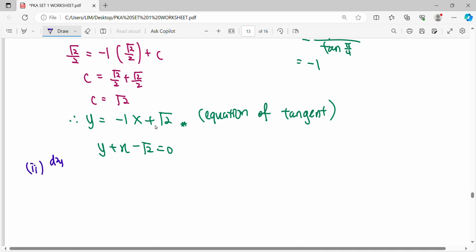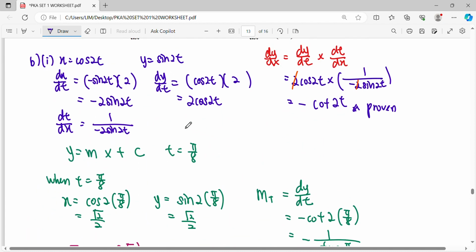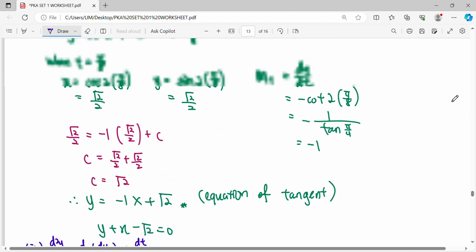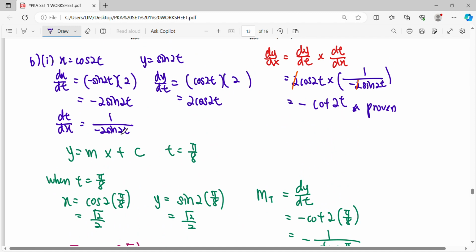in parametric, the formula will be d/dt of our dy/dx times dt/dx. So look at your dy/dx. This is our dy/dx. We're going to differentiate this. We're going to differentiate negative cotangent 2t times dt/dx, this one.